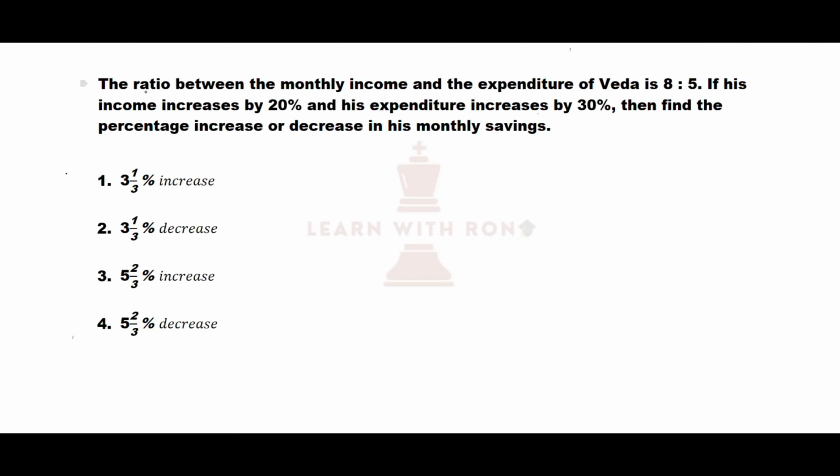See this question here. Here they have given the ratio between income and expenditure of Veda is 8:5. Let me suppose then income is 80 rupees, expenditure is 50 rupees. Then how much is the savings? Income minus expenditure, right, which is 30 rupees.